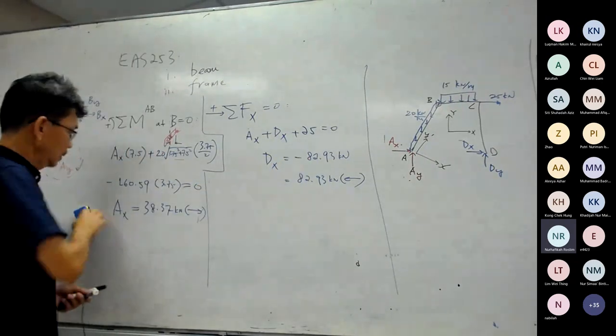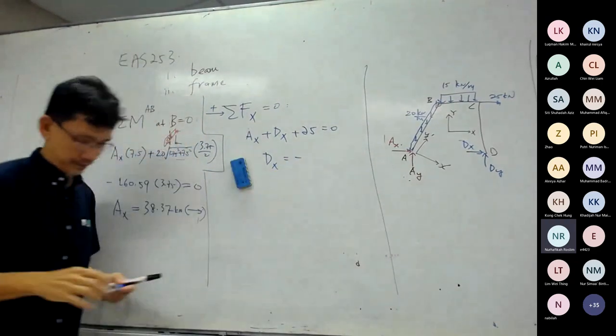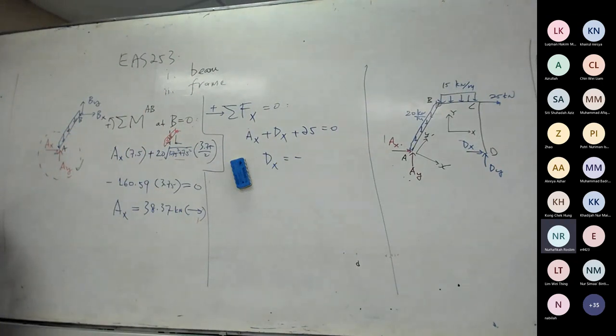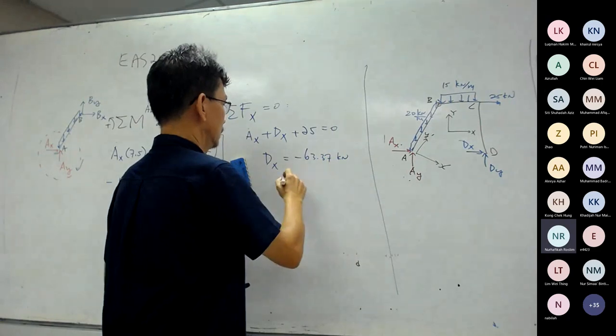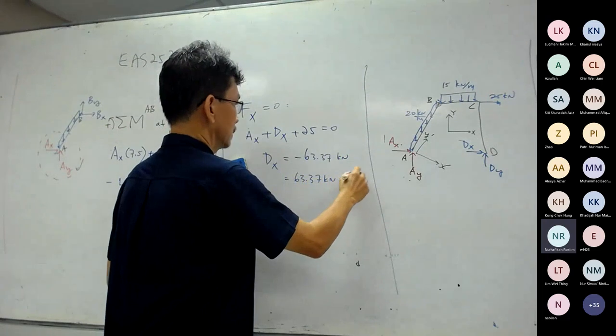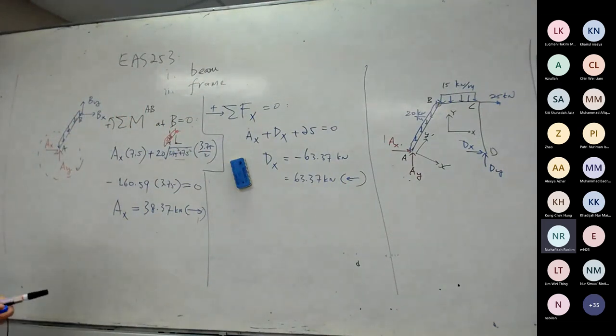Okay, 38.37. Then this one must be different. This one? Yeah, I used the wrong one. Dx is negative. Thank you. I will tell this to CKK, something is wrong with this answer. Maybe I changed some of the values here. Okay.